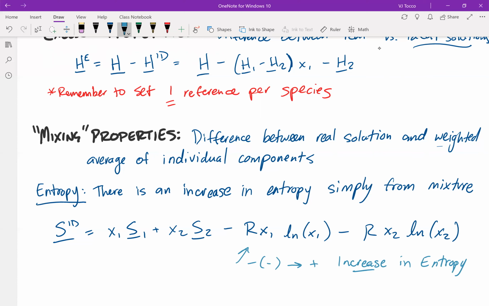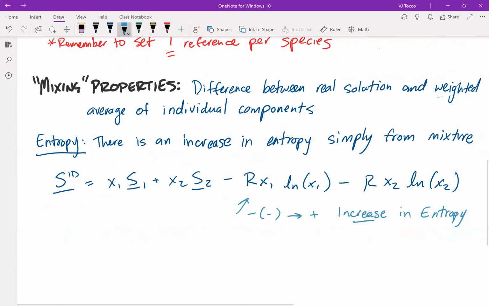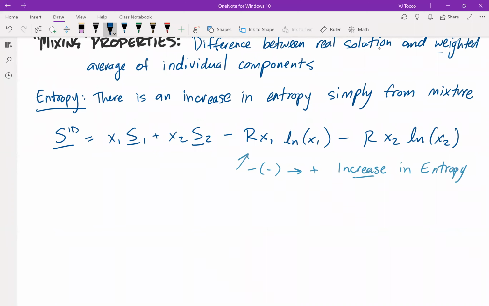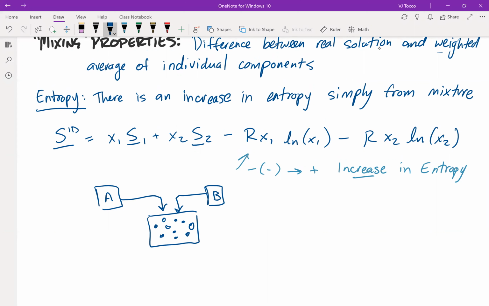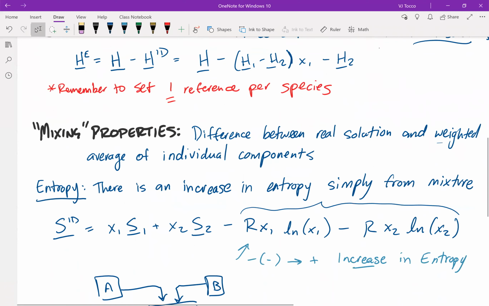just from mixing. And this reflects the fact that if I take some amount of species A and I put it into a mixer with some amount of species B, then these two things will spontaneously intersperse. Right, so just the process of mixing introduces some change in entropy. Remember, two things will spontaneously mix, two things will not spontaneously separate. So I have to have some appreciation for that. So this stuff is the difference between the mixing property and the excess property for entropy.